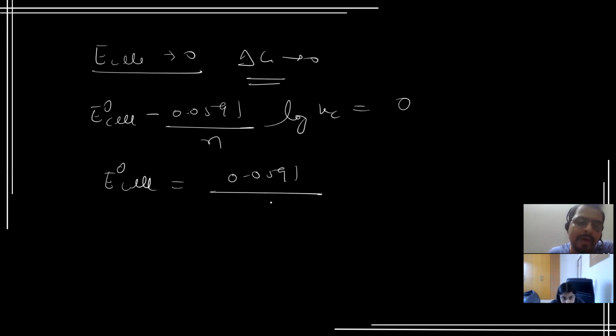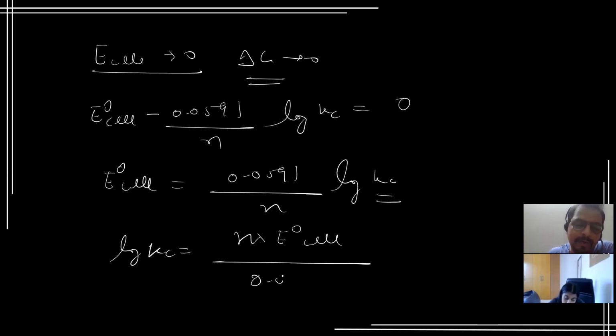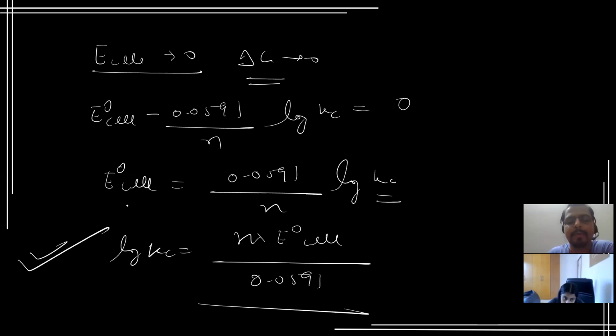You are putting E cell as zero because delta G tends to zero. So E naught cell minus 0.0591 upon n log Q, where Q becomes Kc, equals 0. So E naught cell equals 0.0591 upon n log Kc. So log Kc becomes n into E naught cell upon 0.0591. This is the formula. Yeah, that makes sense. Okay, cool. So now you got the concept.